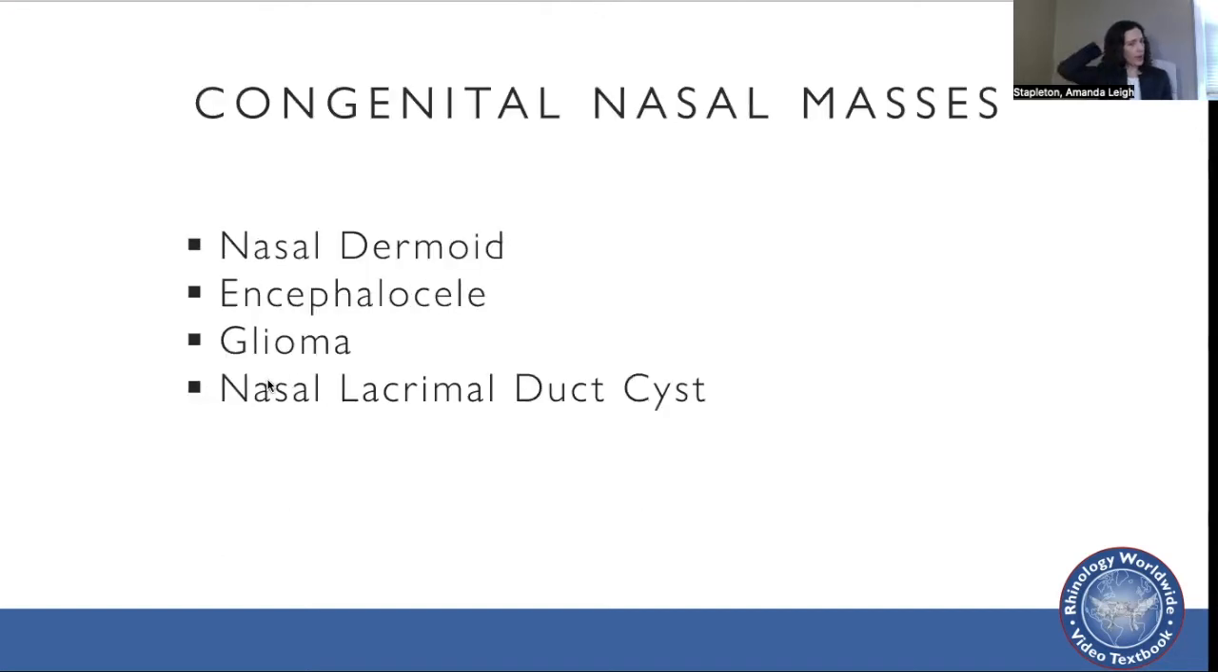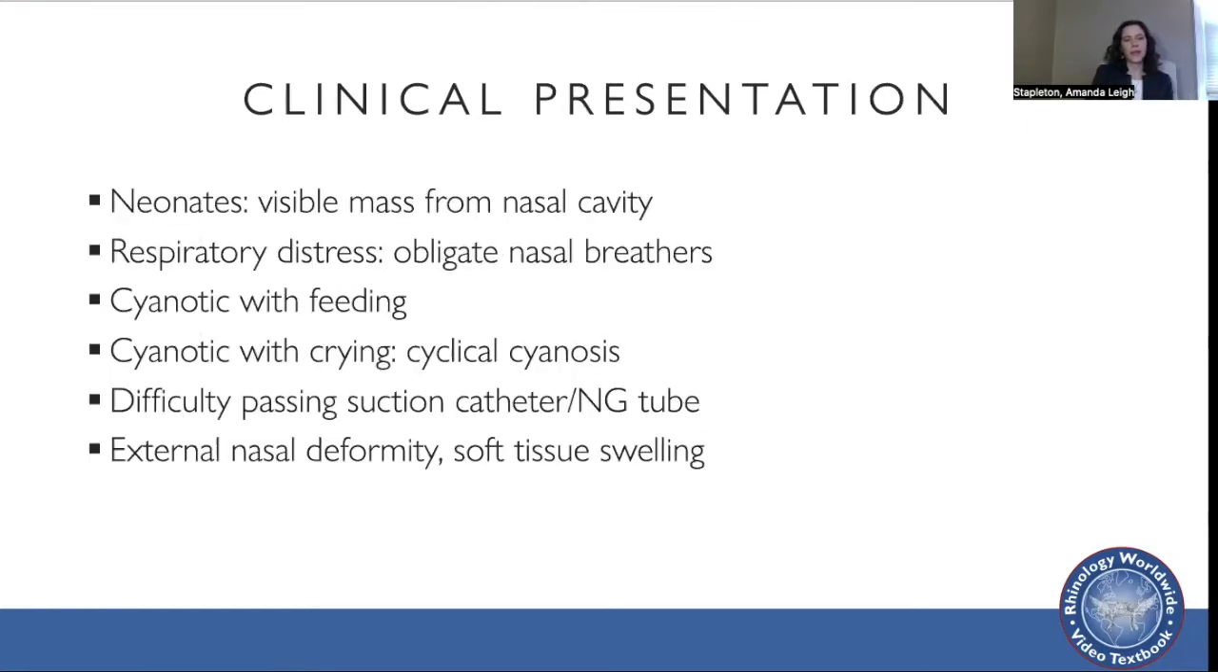Okay, so moving on, what other things can present with nasal obstruction? Well, congenital nasal masses is definitely on the list. And these babies can present with masses coming from the nasal cavity. Again, you still have that obligate nasal breather problem, and they will present with cyanotic feeding. They can have typical cyanosis whenever they cry. It's hard to pass a catheter again, and sometimes you'll see external nasal deformities and soft tissue edema.